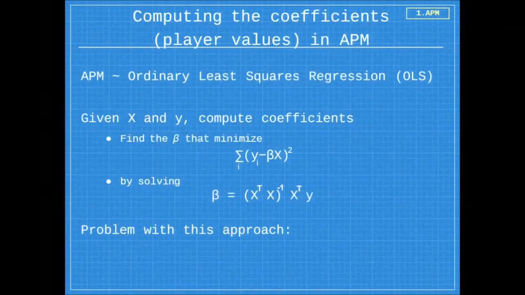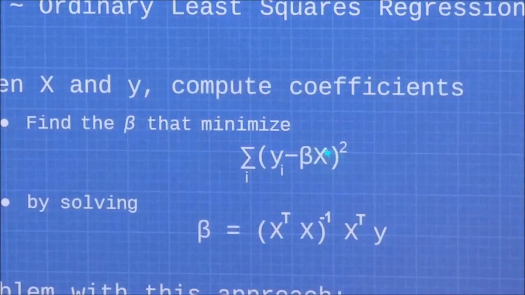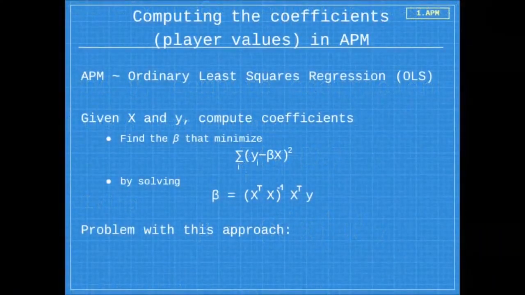How do we get to the coefficients? APM uses ordinary least squares regression, and given the X and the Y that I just explained how we get, we are trying to compute the coefficients, and those coefficients are the beta that minimize this sum over here, so it's (y minus beta x) squared. We get those beta by solving beta as (X transposed X) inverted times X transposed Y.